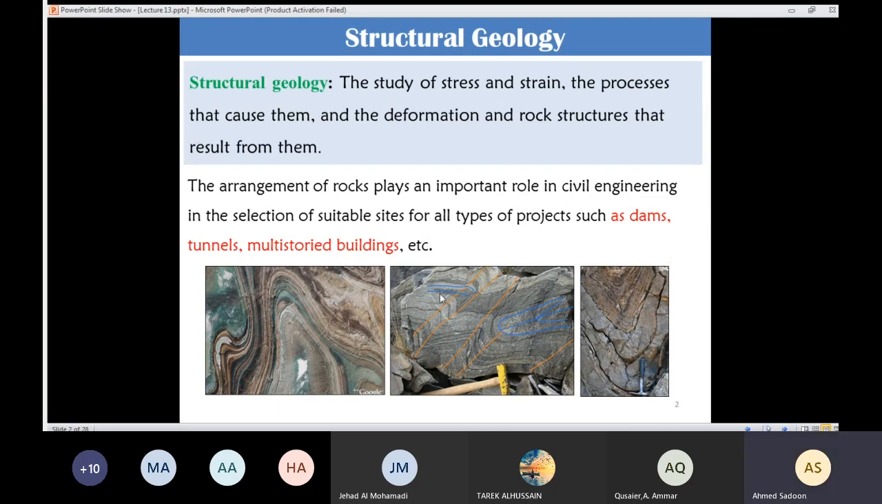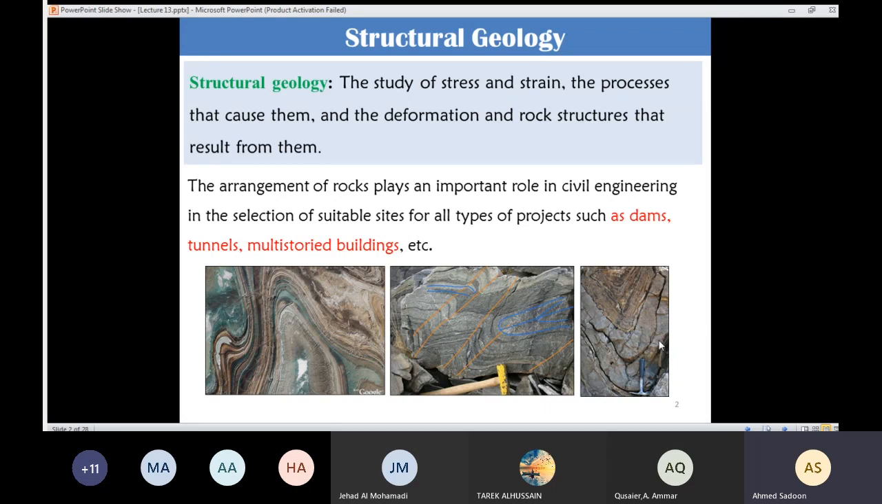Like you can see in the pictures here, you see a rock here and here and here, and it's clear from the pictures that these rocks were subjected to stresses, because we are seeing a lot of deformation inside the rocks. Today we are going to understand this type of deformation.